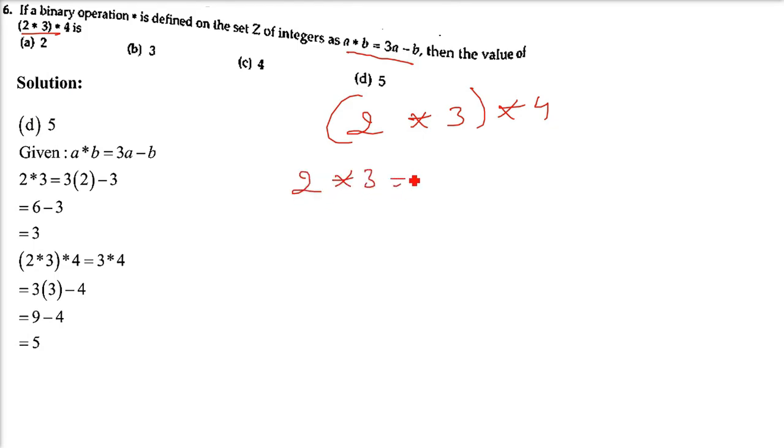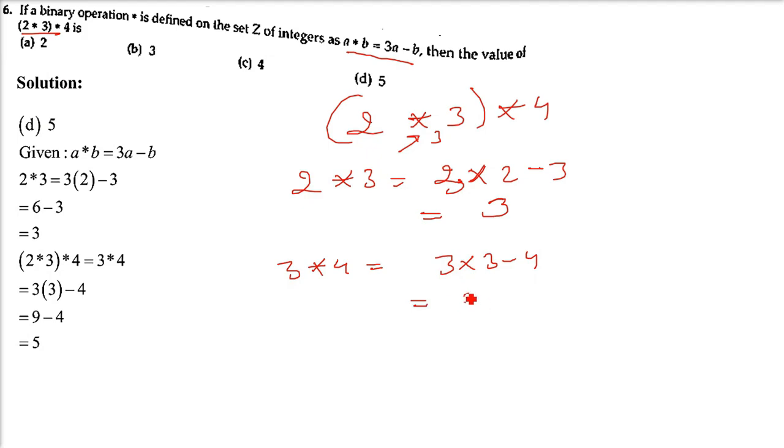So 2 star 3 is 3 into 2 minus 3. So 6 minus 3 is 3. This is 3. Now 3 star 4, again, in place of A put 3, in place of B put 4. So 3 into 3 minus 4, 9 minus 4 is 5.